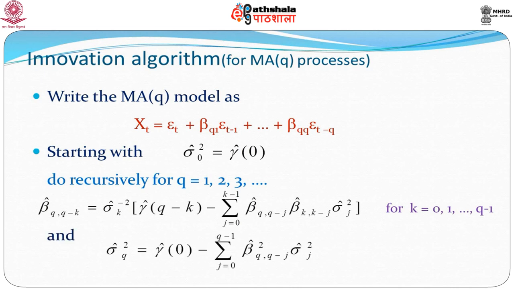And similarly, we can get an estimate for the variance as well. Just look at beta hat q minus k. It involves basically what has happened previously, that is gamma hat q minus k and the previous step beta q's. So if you fit a model of order 2, you use those estimates to estimate the parameters of the model with order 3, and then use those to get the estimates for model 4. So again, this is done recursively like the Durbin-Levinson algorithm. So the innovation algorithm is more generic, and this is one way that we can actually estimate the parameters of the moving average model.